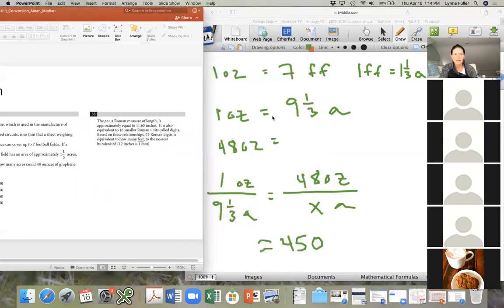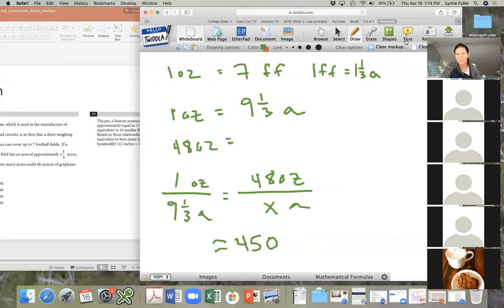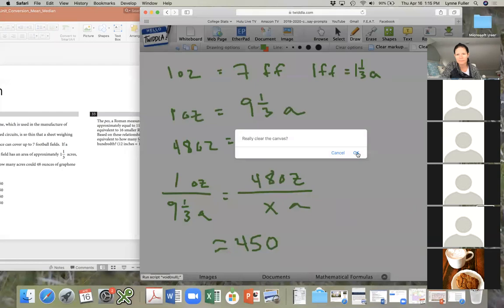Okay, and then number 33, the pes, a Roman measure of length, is approximately equal to 11.65 inches. It is also equivalent to 16 smaller Roman units called digits. Based on these relationships, 75 Roman digits is equivalent to how many feet to the nearest hundredth? Okay, so let me clear out my board here.